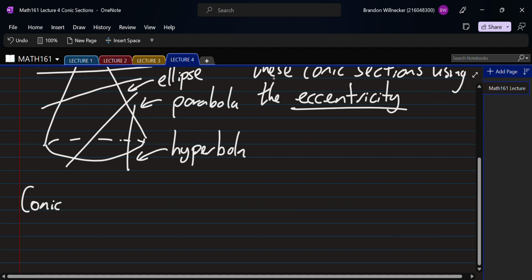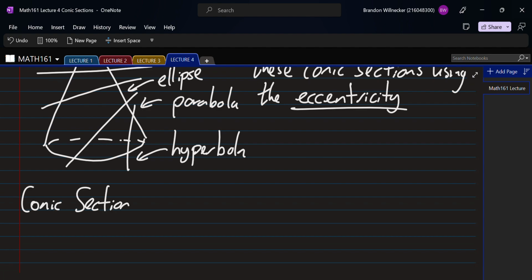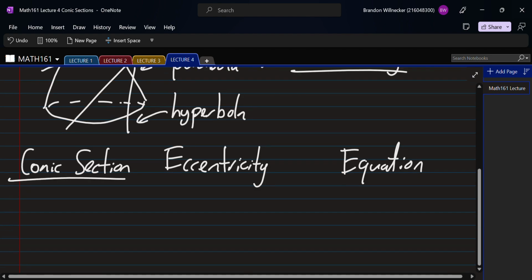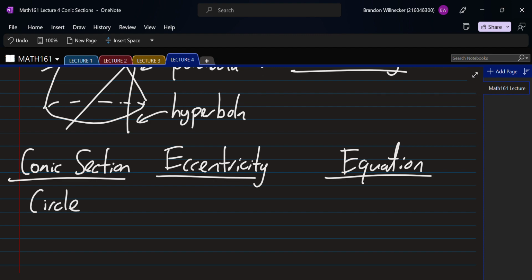So we have the conic section, the eccentricity, and the equation, so that we can plot these. The first one is a circle. It has an eccentricity of 0, and the equation is just x squared plus y squared equals a squared. So a is just some other parameter, and of course we know that that's going to be the radius of the circle.